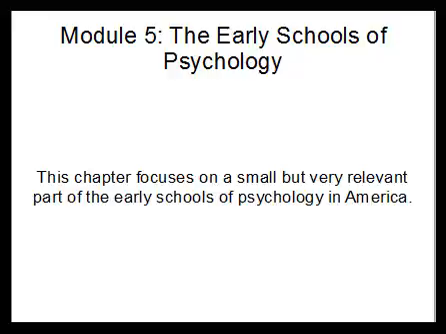We'll be talking about the early schools of psychology in America, and this chapter focuses on a small but very relevant part of the early schools of psychology. It is much less all-encompassing than some other texts are, but this gives you a really good inclination of how the American schools derived from the European schools, and it maintains continuity in that way. So it does a good job of what it's doing, and it'll also go along with what we've been talking about so far.